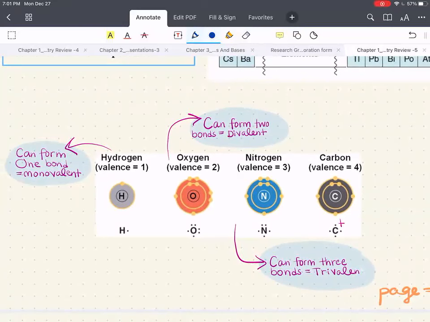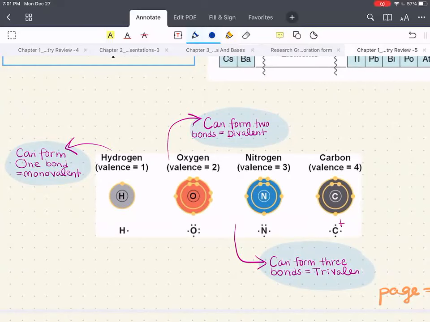Hydrogen has 1 valence electron. Actually, it just has 1 electron, and that's it. And with this 1 electron, it can form just 1 bond. And so hydrogen is known to be monovalent. Now, oxygen has 6 valence electrons, all right? And it can form 2 bonds. So that means that it is divalent, 2 bonds it can form.